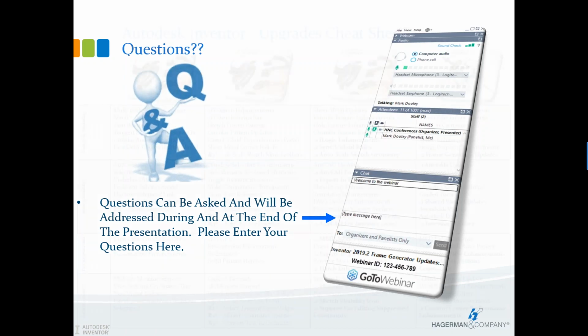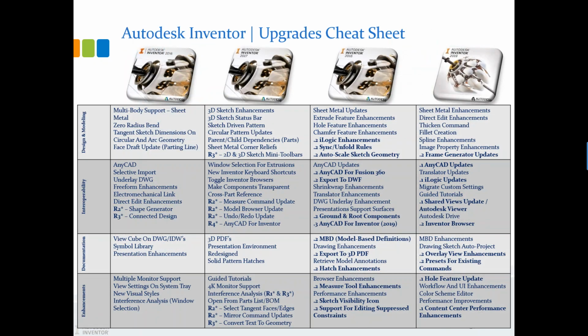A quick cheat sheet to let everyone know some of the highlights of the most recent Inventor new feature updates. On the left-hand side of the screen, we've got Inventor 2016, 2017, 2018, and 2019. With the 2016 release, Autodesk started the mid-year releases, went away from the traditional service packs and hot fixes to these mid-year releases. In 2016 and 2017, there were R2s and R3s, and 2017 even had an R4.